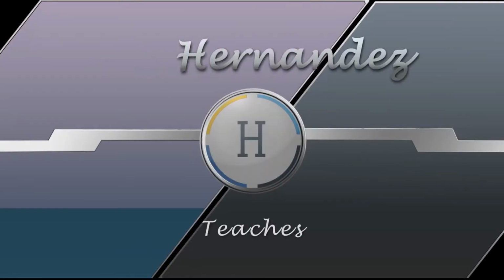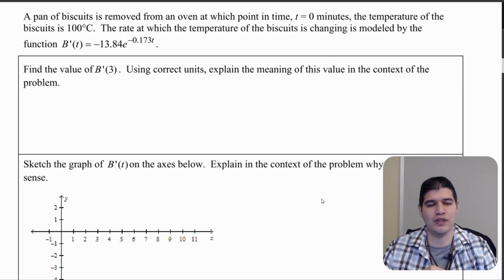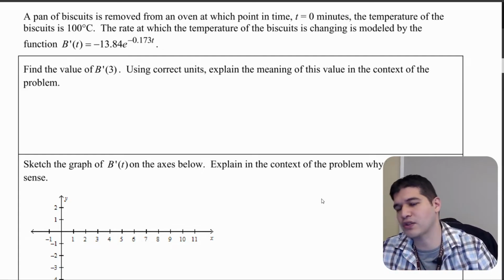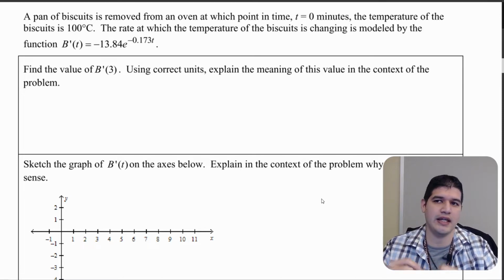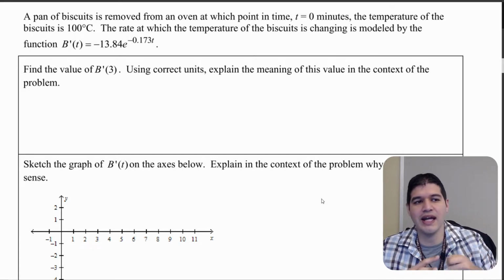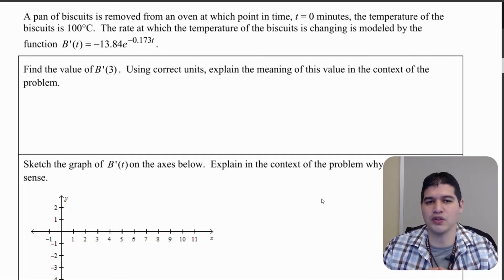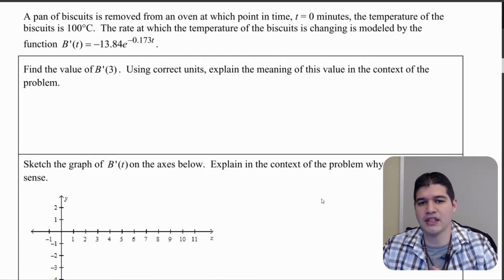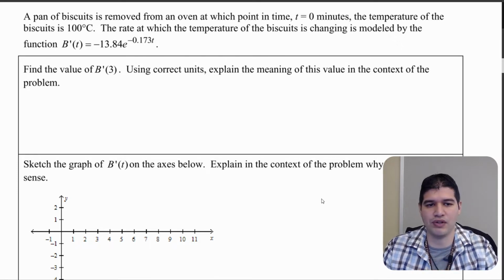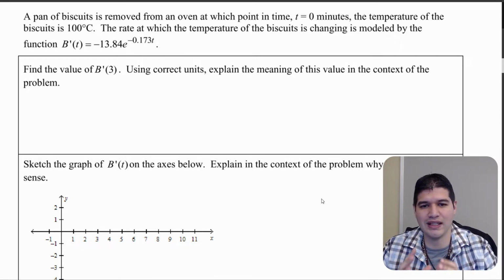So this problem is about a pan of biscuits, whether those are like southern biscuits or cookies like in Europe where they're biscuits. It doesn't really matter, but the temperature of the biscuits is at 100 degrees Celsius when we take it out of the oven, and we know that the temperature change is going to be modeled by this derivative. So let's find the value of b prime of 3 and let's explain what this means.